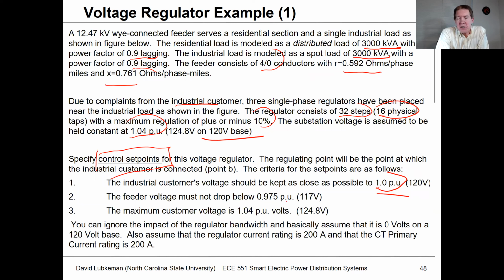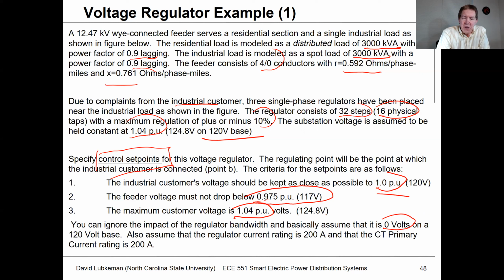The other thing is we want to make sure we don't drop the feeder voltage below 0.975 per unit, and that our maximum customer voltage anywhere in the circuit doesn't get any higher than 1.04. So I've got a maximum limit and a minimum limit that I want to maintain on the circuit. For the analysis, I'm going to neglect the bandwidth effects and just assume bandwidth is 0 volts, which will help us in our analysis.